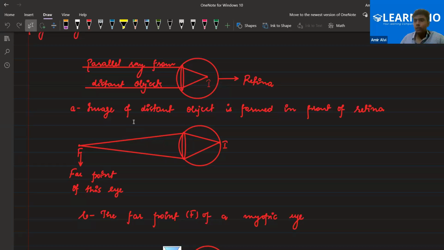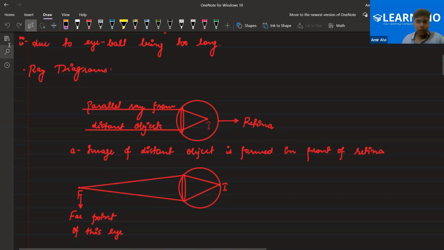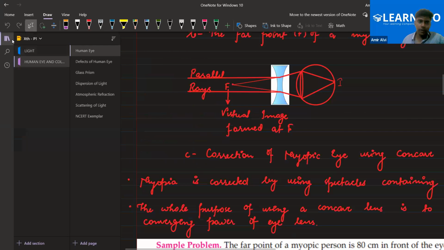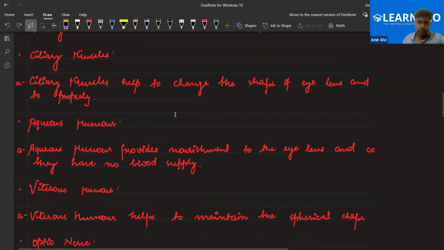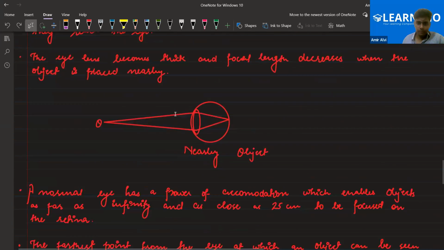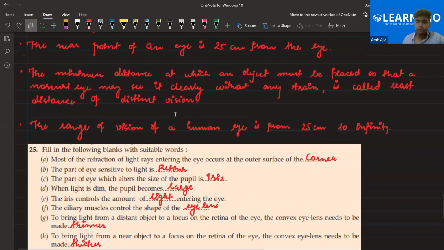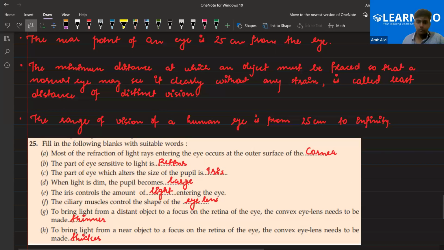Sir, can you show me the fill in the blanks? I'll take a screenshot. Okay, sure, Faizan, why not? Yeah, please do. Okay, done. Take care.